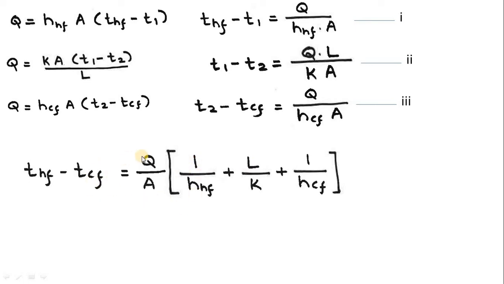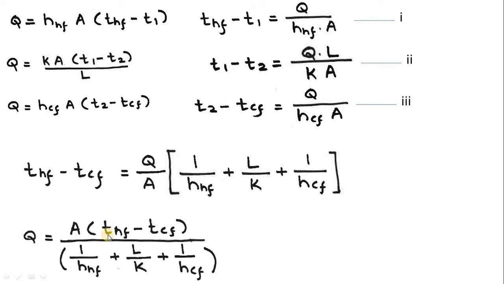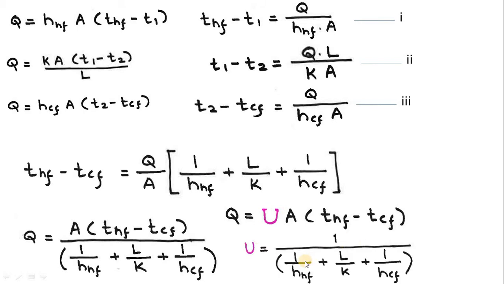So rewriting this equation for Q, if I convert it into the standard form, I write Q equals U A times the temperature difference. Now, what is U? It is the overall heat transfer coefficient. If I equate these two equations, you will get U equal to 1 upon, inside the bracket, 1 upon h_hf plus L upon K plus 1 upon h_cf.